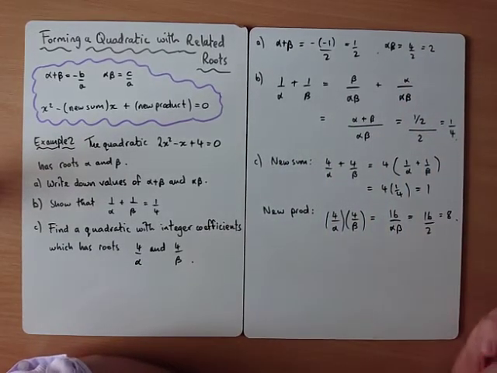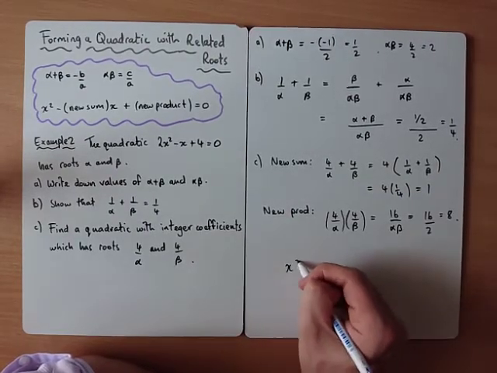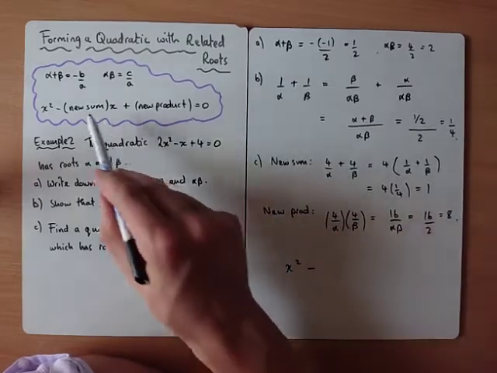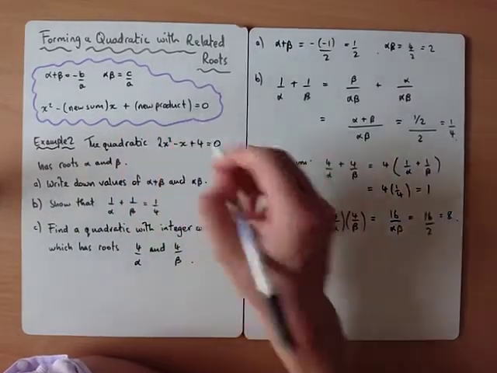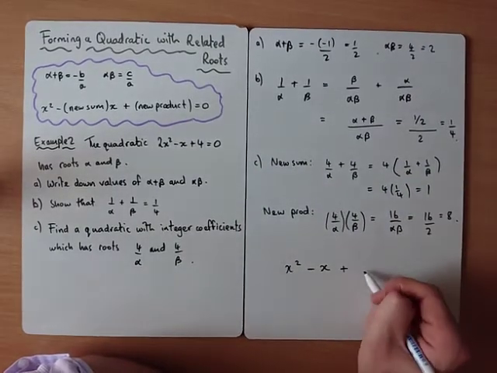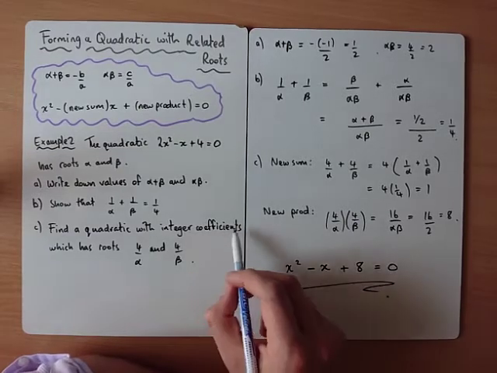which is 8. Okay, and then once we've got our new sum and our new product, we can form our quadratic. So it'll be x squared minus the sum, which is 1, times x, plus the product, which is 8. And it does say with integer coefficients.